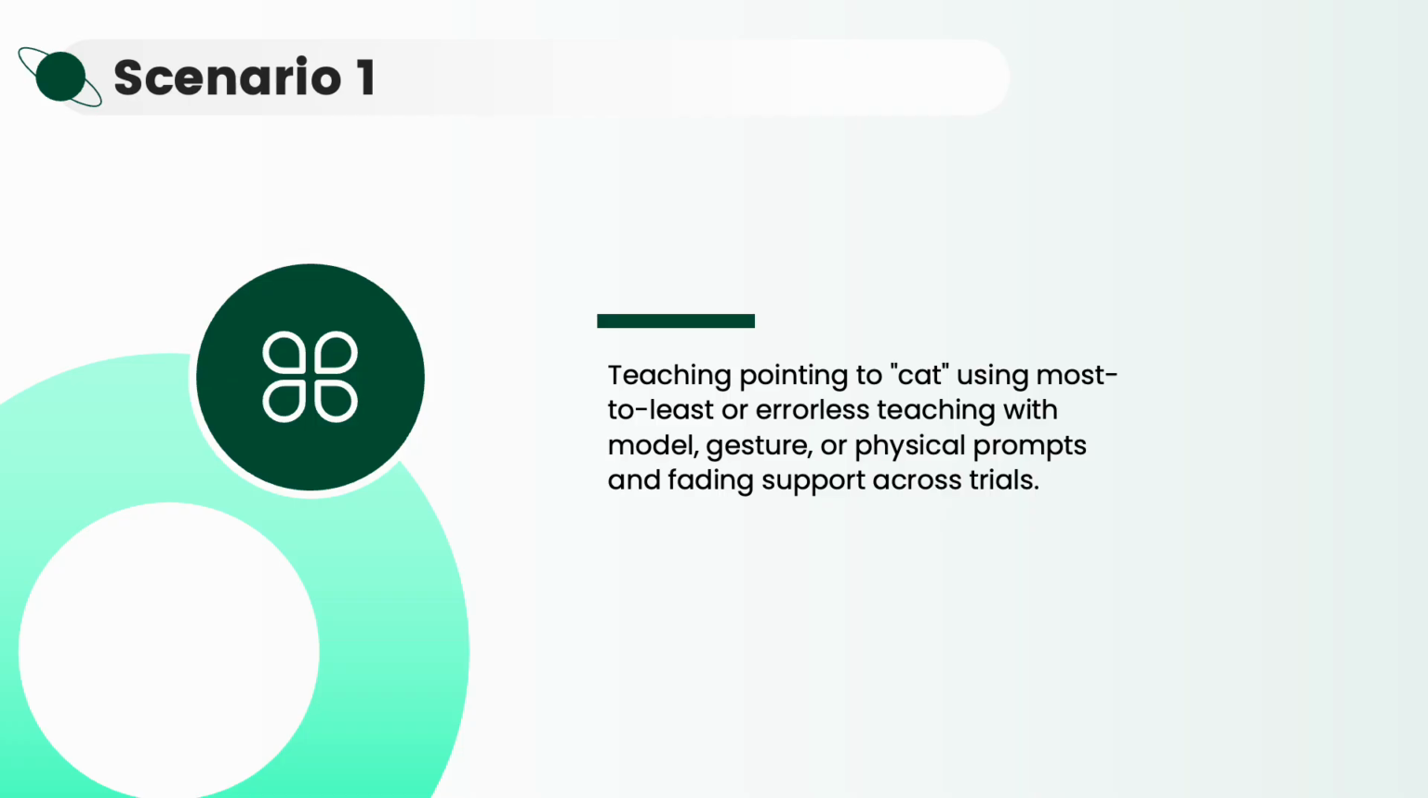Let's say the learner gets it wrong when you fade. What should you do? Go back up the hierarchy briefly, then try fading again. We don't stay at the higher prompt, we just use it as a support. So your takeaway for this scenario, in most to least intrusive prompting, we start strong, then we fade quickly and intentionally.